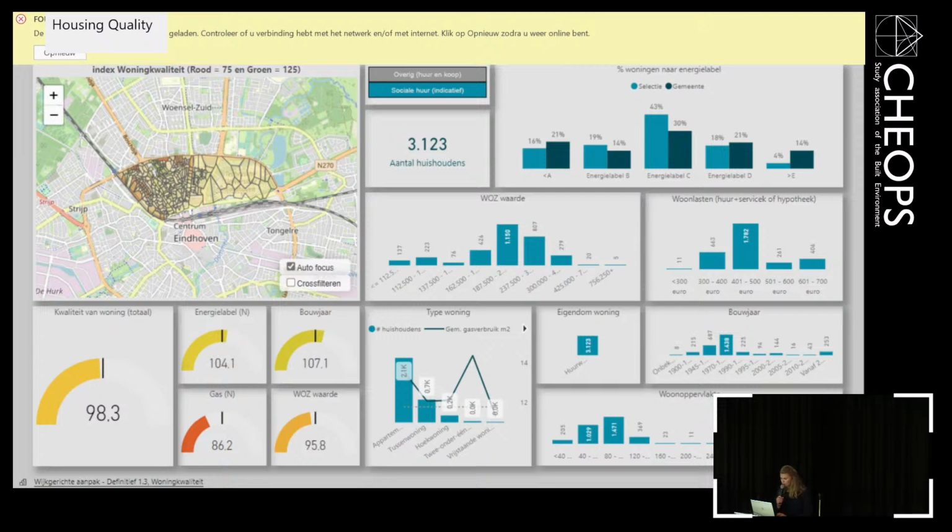And if you look at the energy labels, it's also not that bad. So if you look at the last one, the E or higher, it's only in this area, it's only 4%. Instead of the whole area of Eindhoven, the whole municipality, it's 14%. So the state of the buildings here is better.